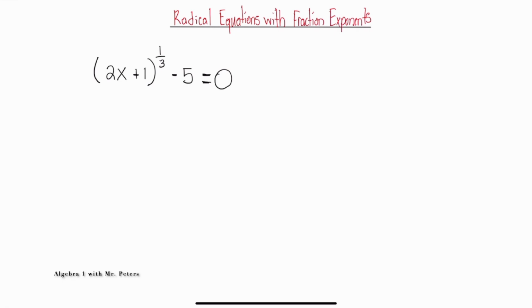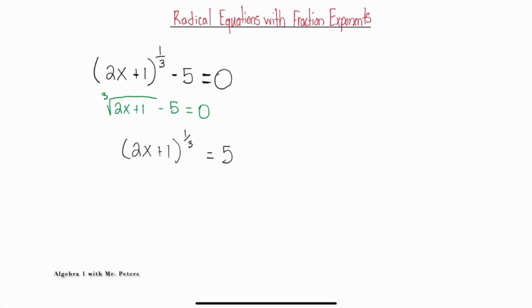So in the first example, I just want you guys to understand that we could rewrite this as a radical equation, a cube root radical equation, and solve. It's going to be the same steps. But if we stay in radical form, the first thing we're going to want to do is just add 5 to both sides. Same steps. So we have (2x plus 1) to the 1/3 is now equal to 5.